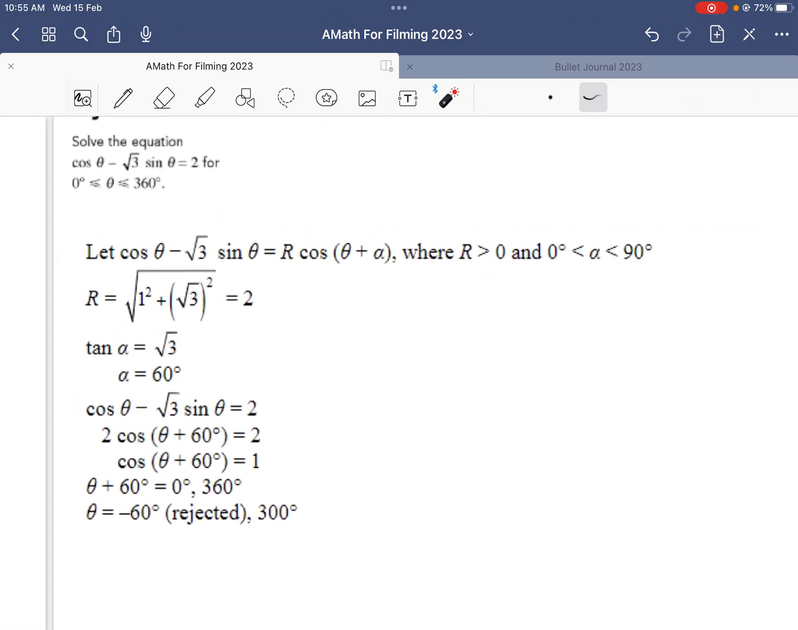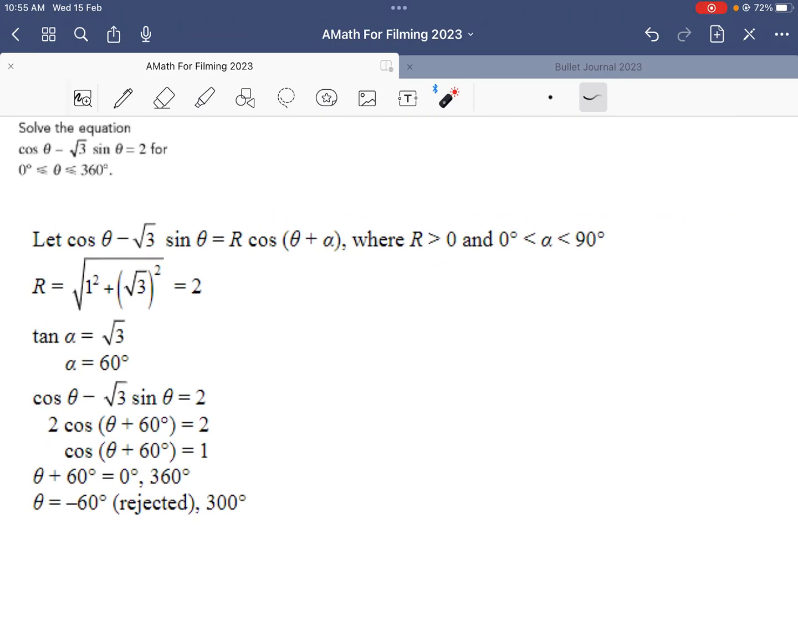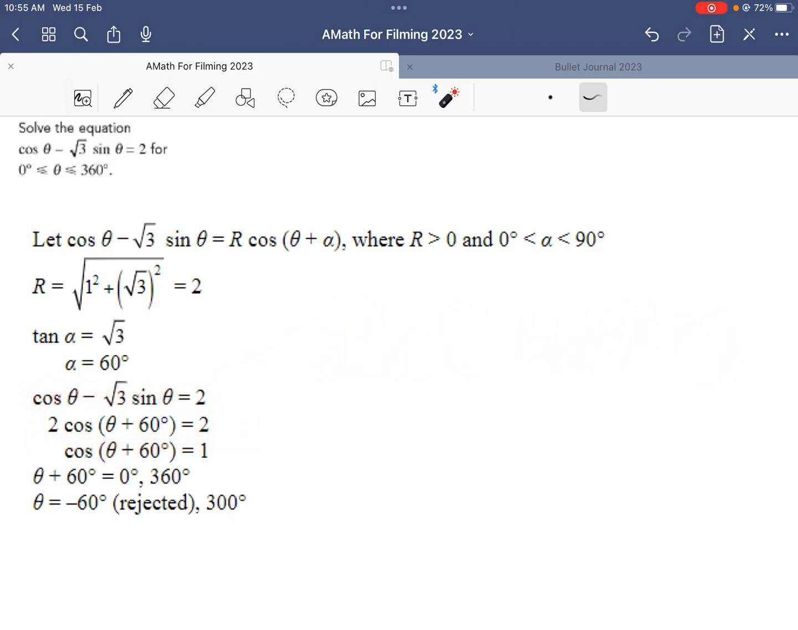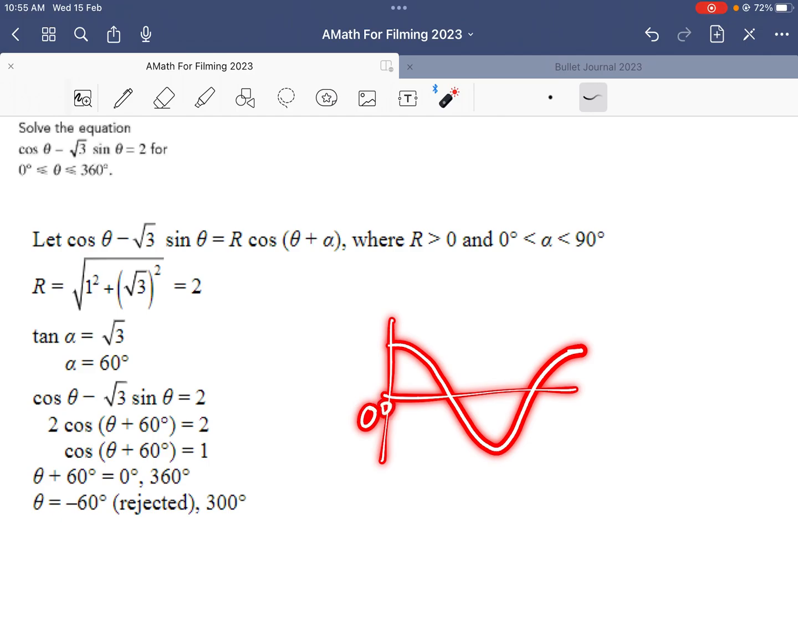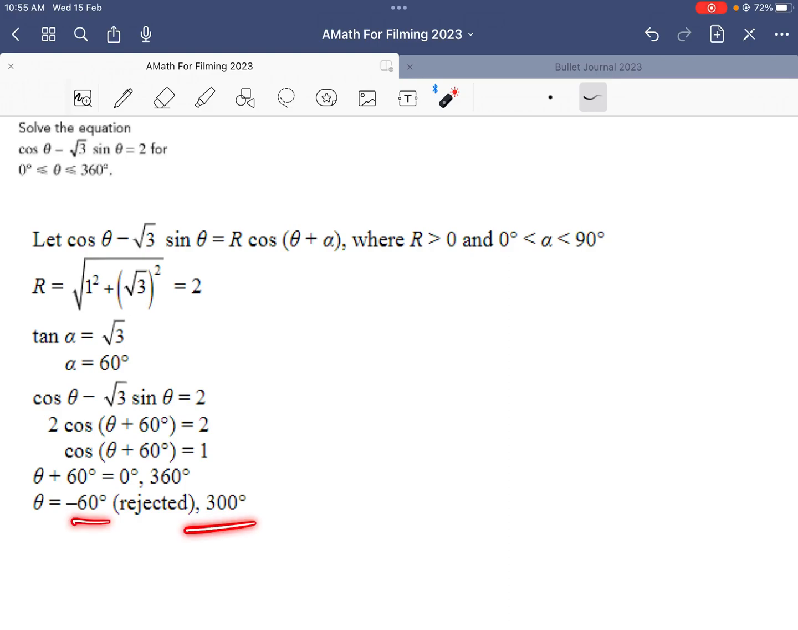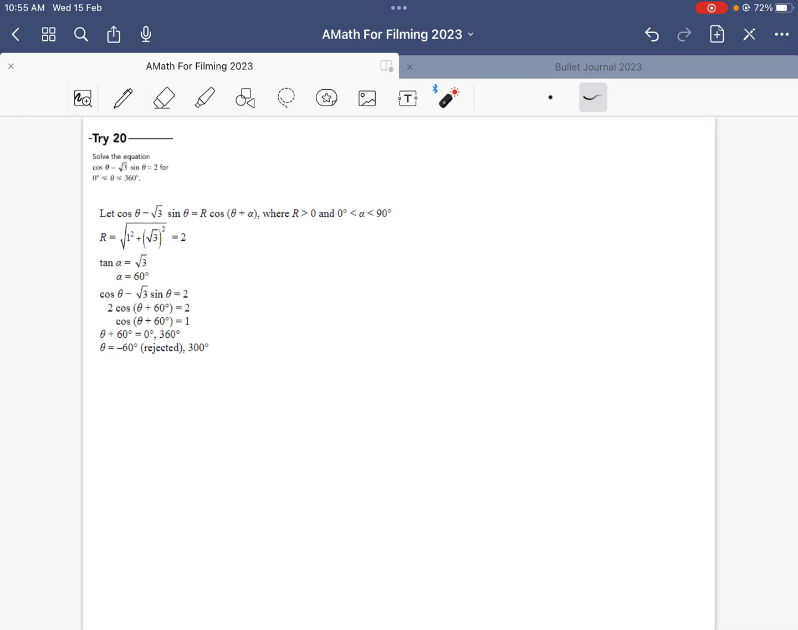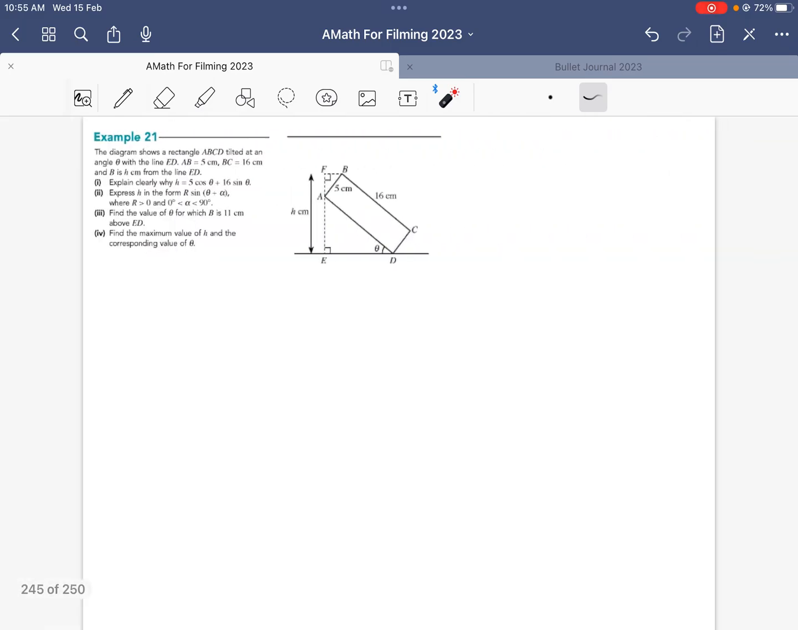Okay, if you have done this, you have expressed it in the form of the cosine function. So from this step here, you get 2 cosine theta plus 60 degrees equals 2. Dividing both sides by 2, theta plus 60 equals 1. If you inverse cosine 1, where is a cosine function equal to 1? It is at 0 degrees and 360 degrees. Then you solve, you get negative 60 and 300. And your try 20 is actually done.